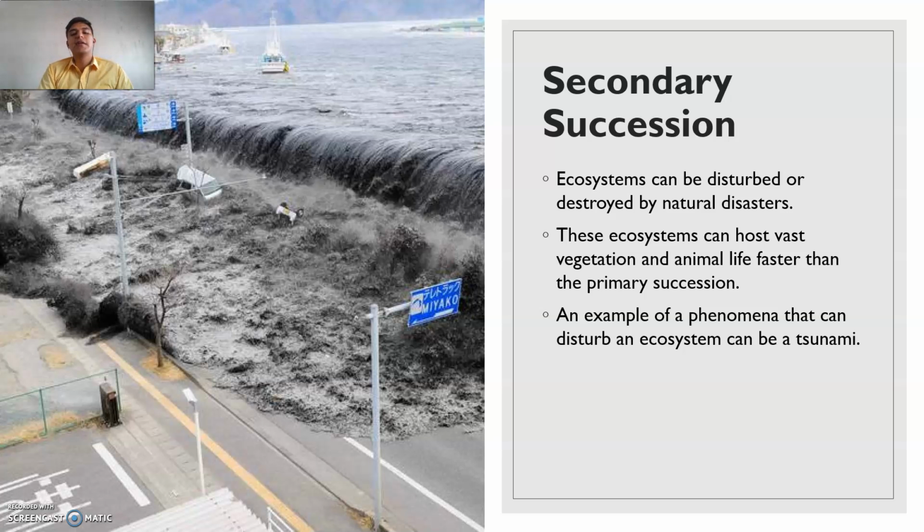So, if we analyze the primary succession and the secondary succession, where is life going to appear faster? It's going to happen in the secondary succession. Because let's say that the ecosystem has been already built once. So it already has all of the properties and all of the structure that is necessary in order to host life.